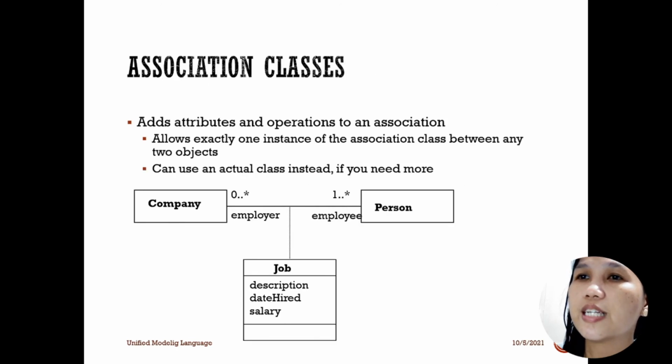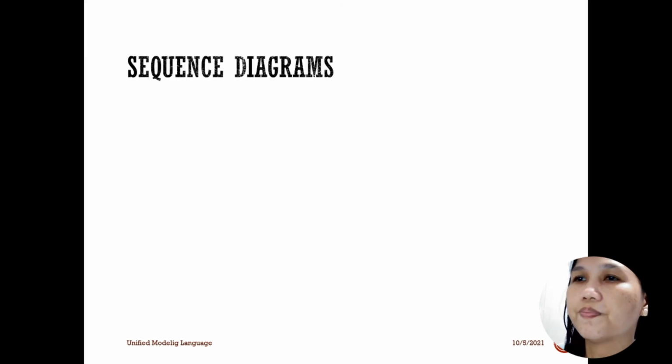Association classes also add attributes and operations to an association. This allows exactly one instance of the association class between any two objects. In our example diagram, we have the company, which is the employer, and the person, which is the employee. The associated class here is the job, with the description, the date hired, and salary.